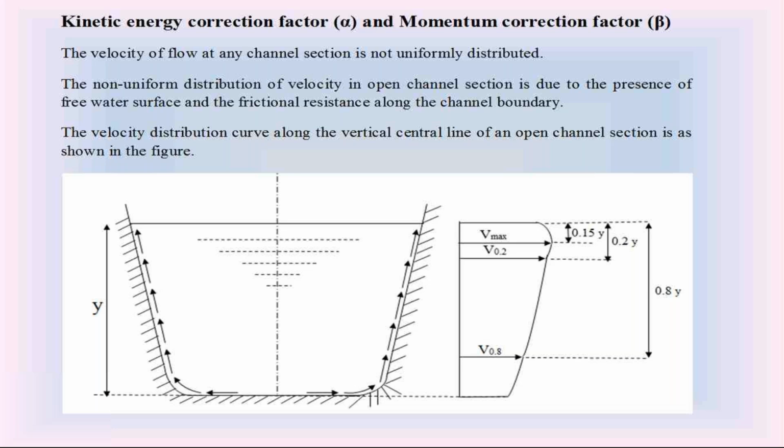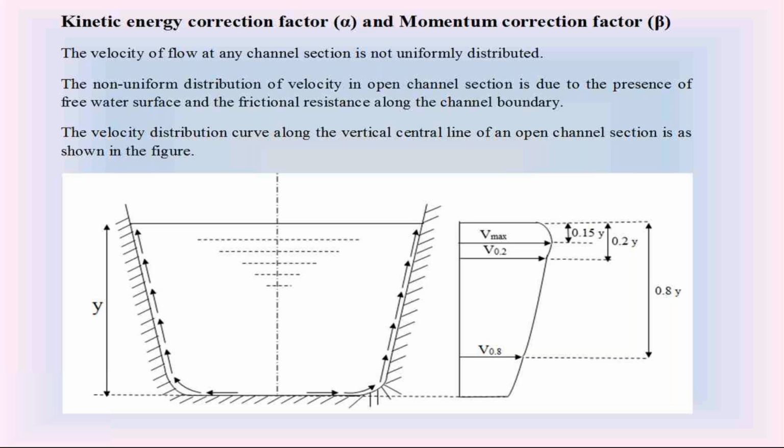So we are using two correction factors to find the actual kinetic energy of water flow in the open channel and also the actual linear momentum of water flow in the open channel. The first correction factor is called the kinetic energy correction factor, alpha. The second correction factor is called the linear momentum correction factor, beta. So here, please listen everyone, the actual kinetic energy of water flow in the open channel is equal to alpha.